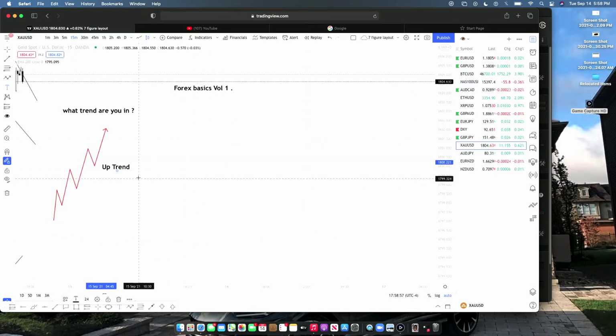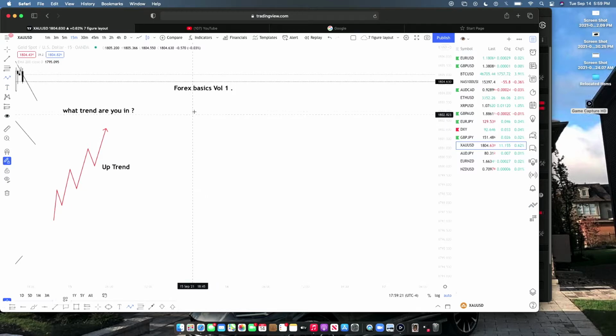So right here, uptrend. In an uptrend, you're going to be looking for buys. Make sure you remember this. Watch the video over if you have to. Whenever the market is in an uptrend, whenever the market is going up, you're going to look to buy the market. You're not going to look to sell the market, because why would you sell the market when it's constantly going up? So that's the first trend, which is an uptrend.